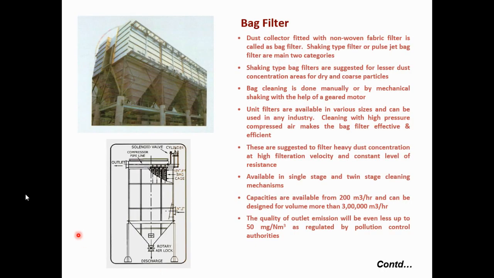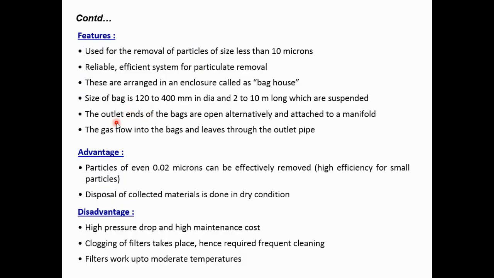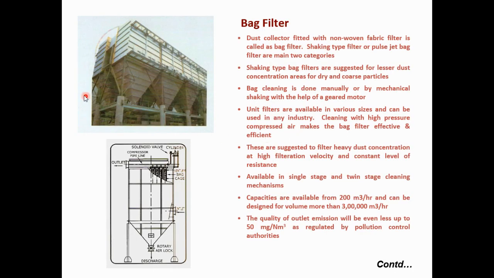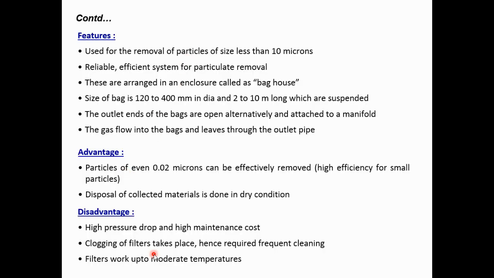In this hopper, the above area is the area for the bags, and this hopper is the area for the dust collection, and periodically you remove the dust manually. The gas flows into the bags and leaves through the outlet pipe. The inlet pipe is somewhere else, and on the upper side there is an outlet of gas where clean gas can be removed.